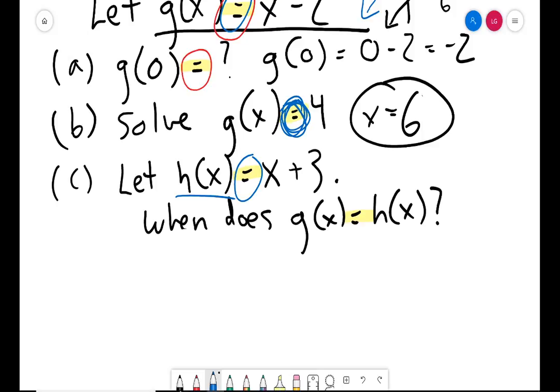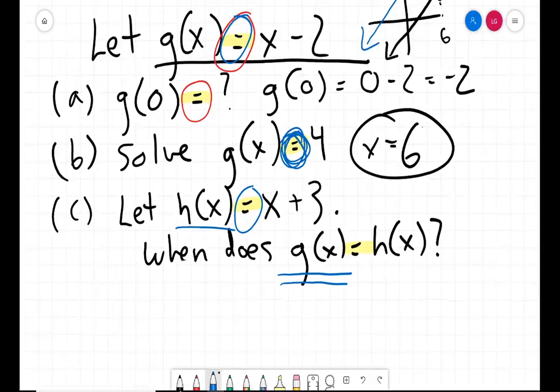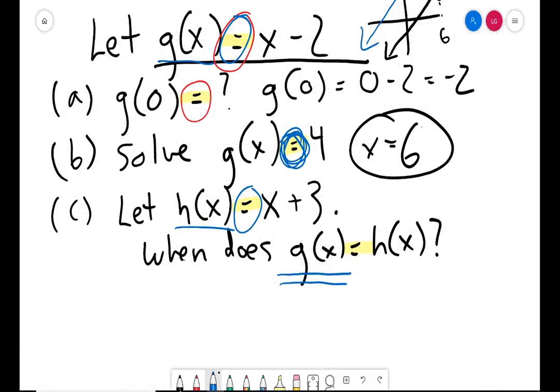So when does g of x equal h of x? Well, let's take a second here. This is the same g we've been dealing with. It's this one, right? So we can make substitutions here. X minus 2 equals x plus 3. You might already see what's happening here. I think it's critical to show problems of this type because we've done everything right, but this has no answers.